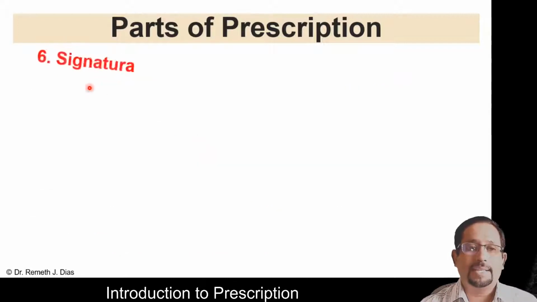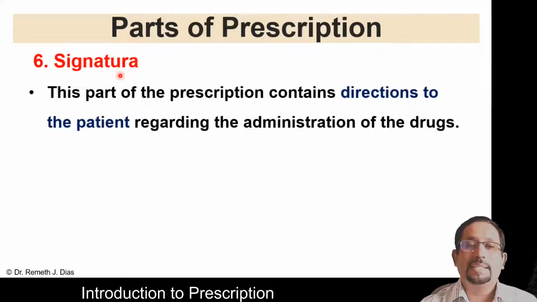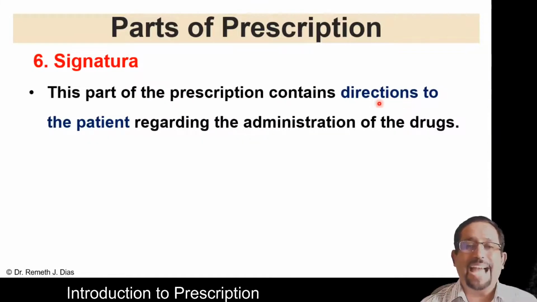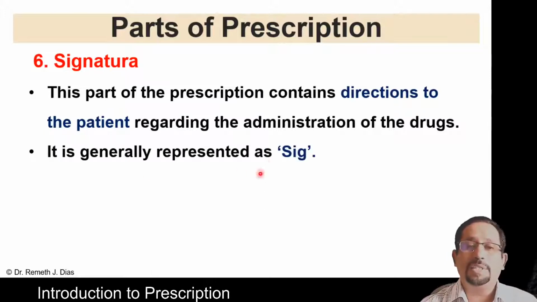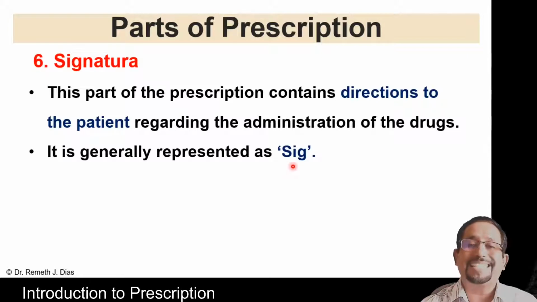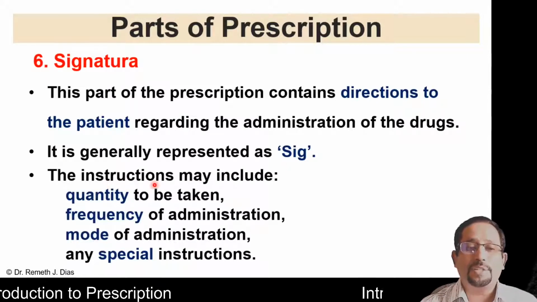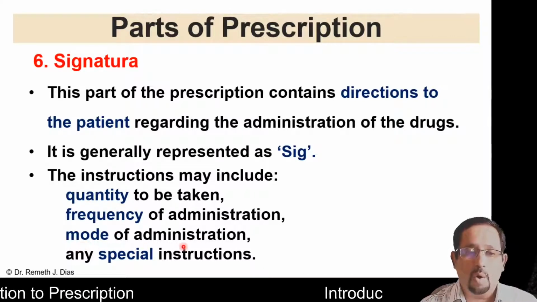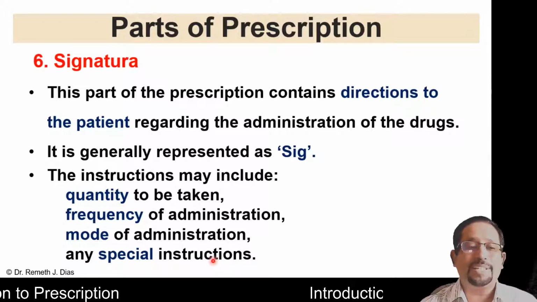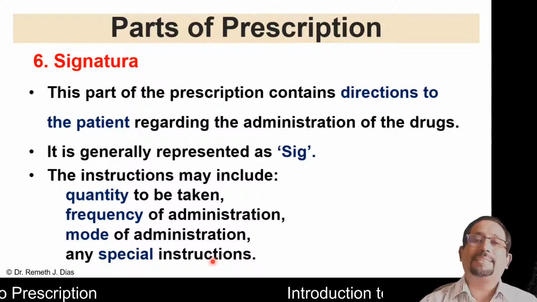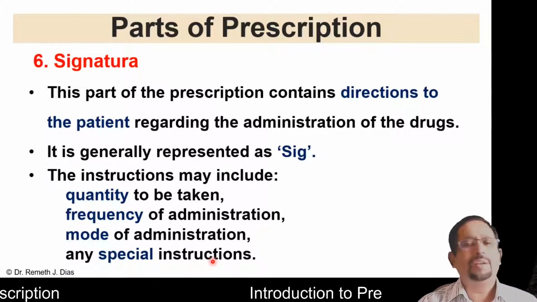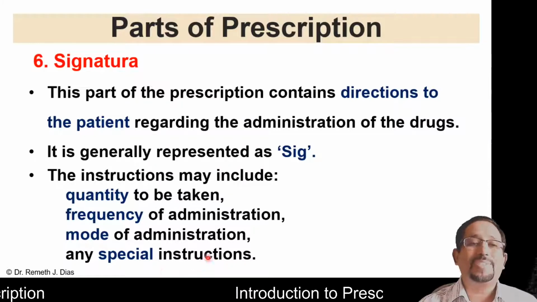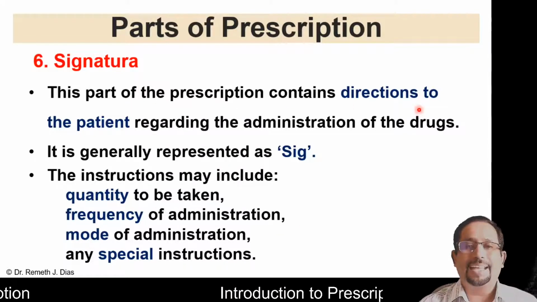Part 6, signatura. This is the part of prescription which contains directions to the patient regarding administration of drug, which is represented many times as SIG, and it contains instructions regarding quantity to be taken, frequency of administration, mode of administration, and any special instructions like whether to take it before food, after food, with milk, without milk, or any type of special instruction. So signatura, directions to the patient.